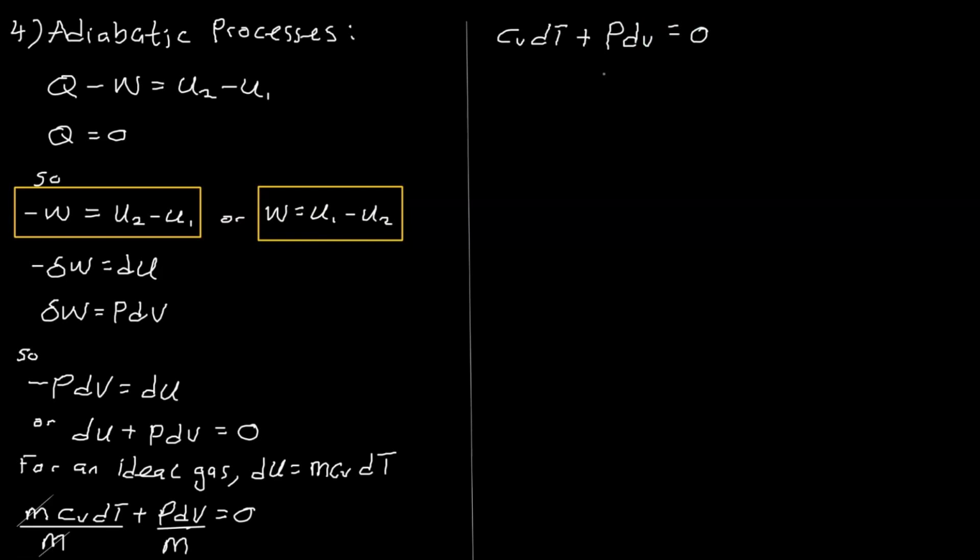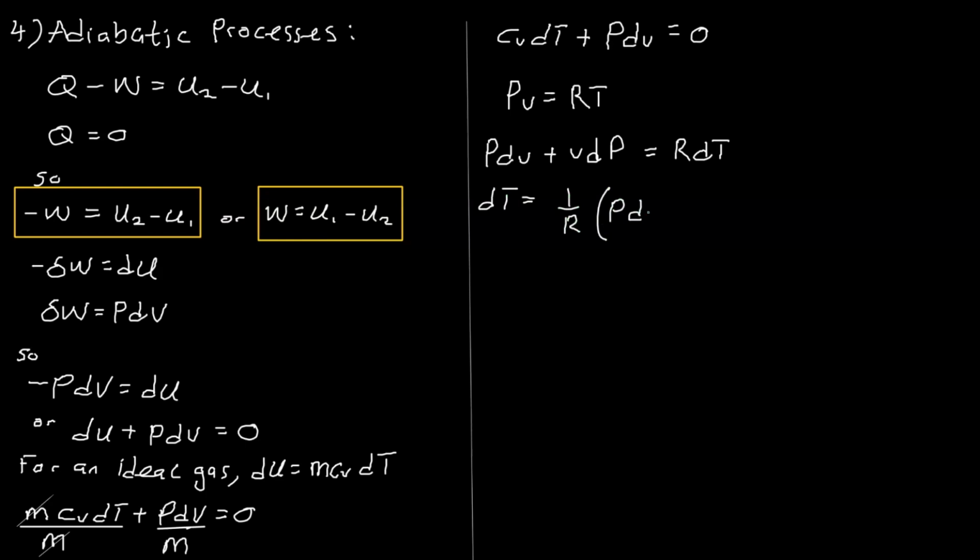Remember, our aim is to obtain a PV relationship for an ideal gas undergoing an adiabatic process. The first term in our equation, Cv dT, uses temperature. So we're going to have to find an expression for dT in terms of pressure and specific volume. If we take the total differential on both sides of the ideal gas equation, PV equals RT, we have something that looks like this. PdV plus VdP equals RdT. So for an ideal gas, dT equals 1 over R into PdV plus VdP.